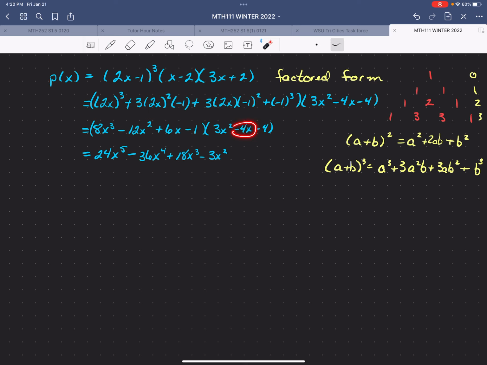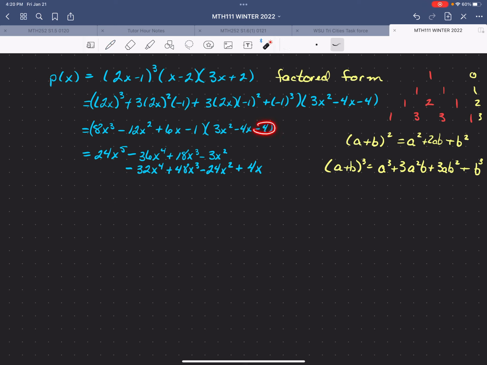Now I distribute the negative 4x through. So that's going to give me, and I'm going to go down a line because I'm going to run out of space, negative 4x times 8x to the third is negative 32x to the fourth, minus 4x times negative 12x squared is plus 48x to the third. Negative 4x times 6x is minus 24x squared. Minus 4x times negative 1 is plus 4x.